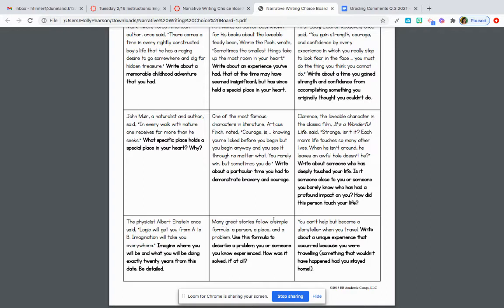Many great stories follow a simple formula: a person, a place, or a problem. Use this formula to describe a problem you or someone you know has experienced. How is it solved, if at all? And then lastly, you can't help but become a storyteller when you travel. Write about a unique experience that occurred because you were traveling, something that wouldn't have happened if you had stayed home.